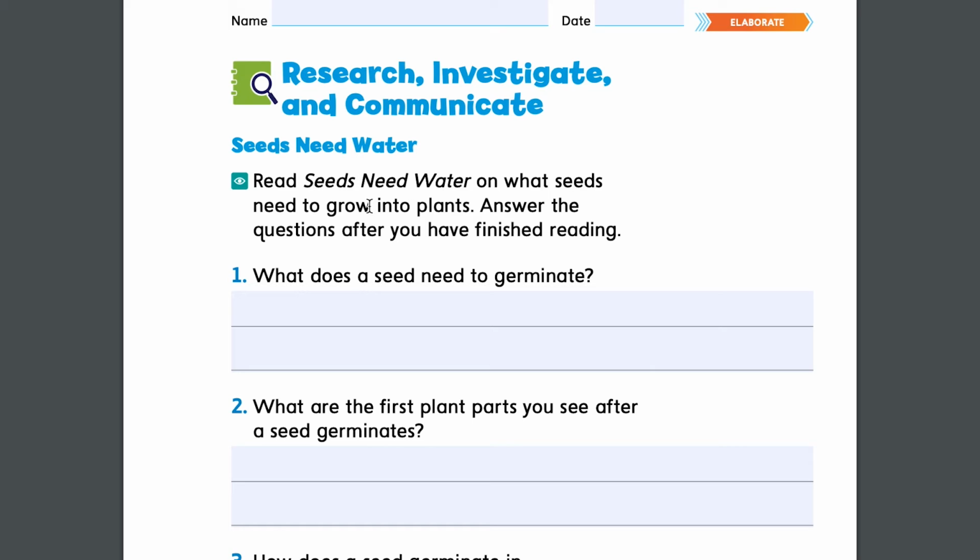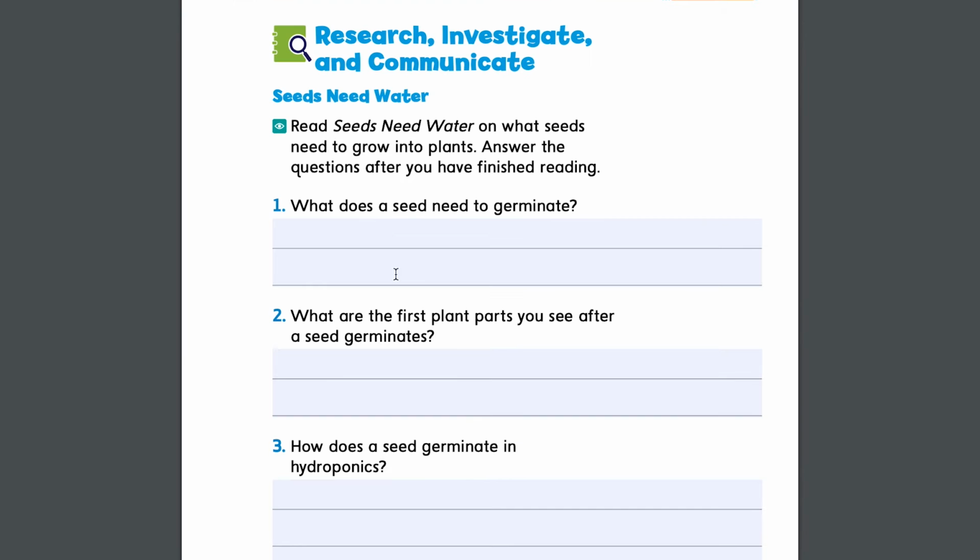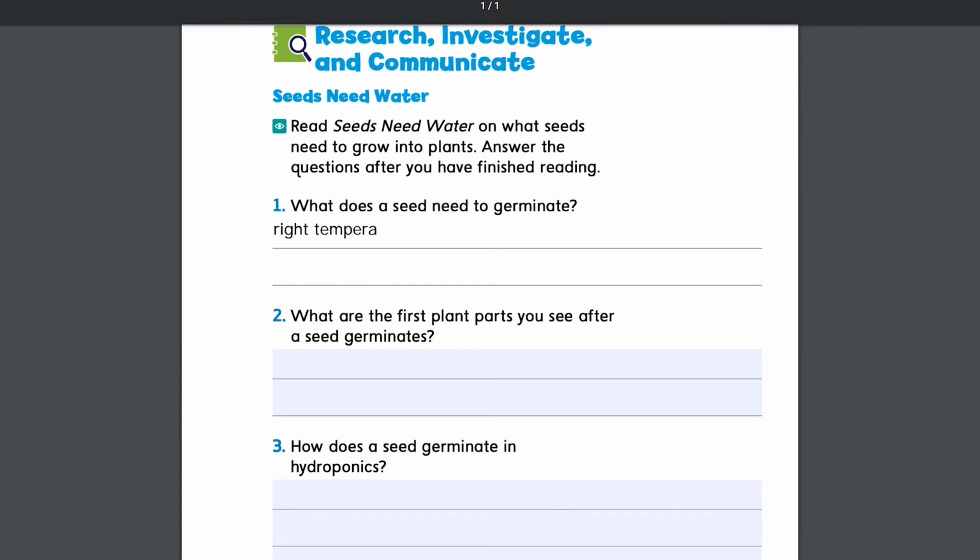So now that we've read that article, let's look at this question. What does a seed need to germinate? A seed needs the right temperature, water, and nutrients, which it finds in the soil.